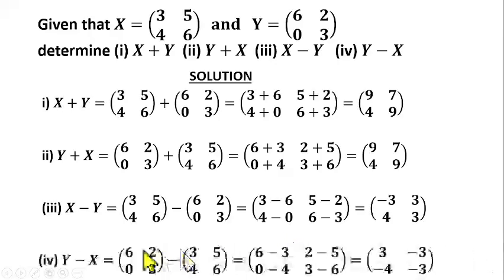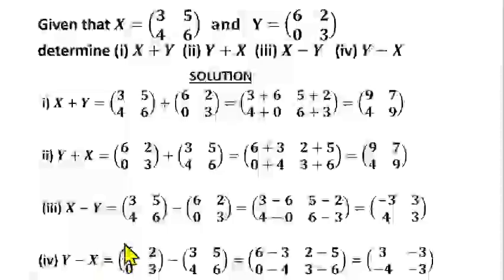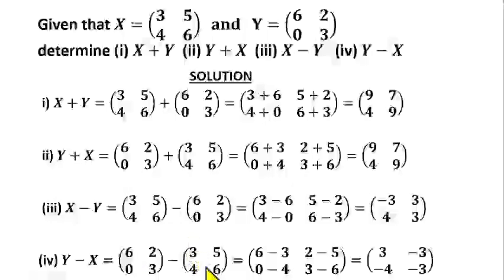Let's see the last one, which is y minus x. So we have matrix y minus matrix x. So you subtract as well. 6 minus 3, which is this. 2 minus 5, which is this. 0 minus 4, which is what you're having here. Sorry, 3 minus 6, which is this as well. And if you simplify, 6 minus 3 gives us 3. 2 minus 5 is minus 3. 0 minus 4 is minus 4. 3 minus 6 is minus 3.